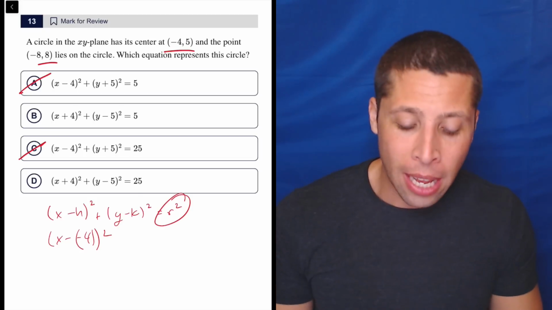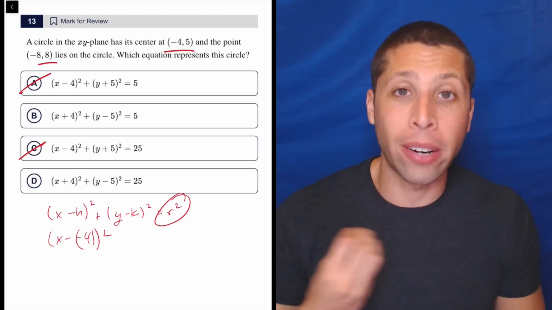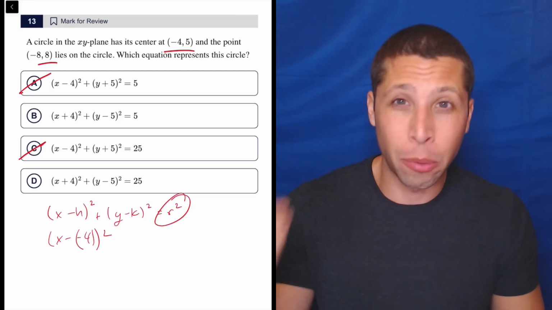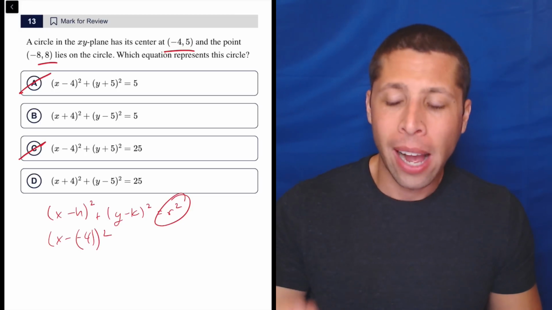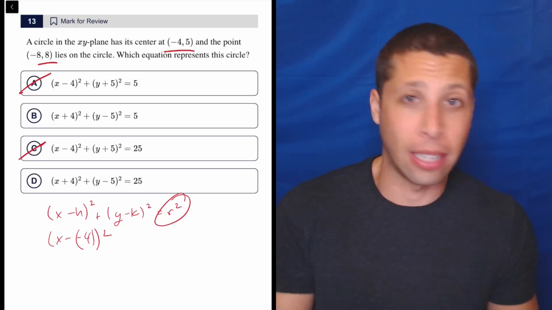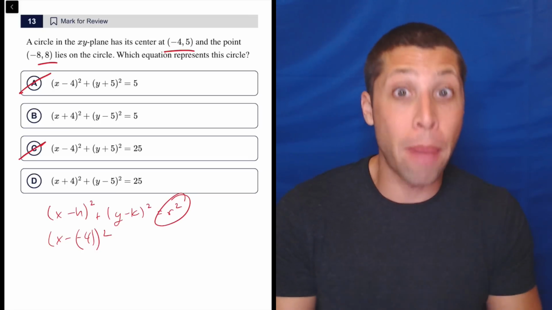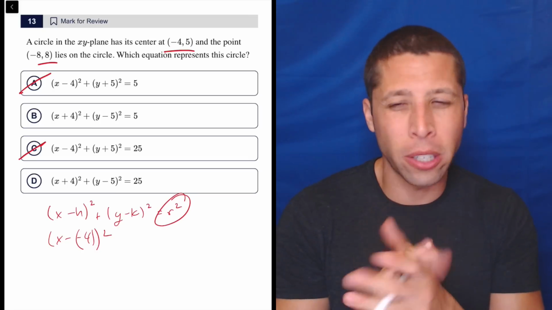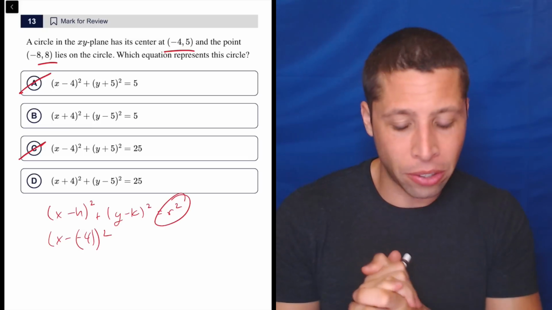It's not impossible. But we can easily check this without ever having to deal with the distance formula, which is a thing that a lot of people want to go to. I've actually found that you really do not need the distance formula for the SAT. There's almost always a different way to do it, a better way to do it. So if you find yourself going to distance formula, you probably are wasting your time.